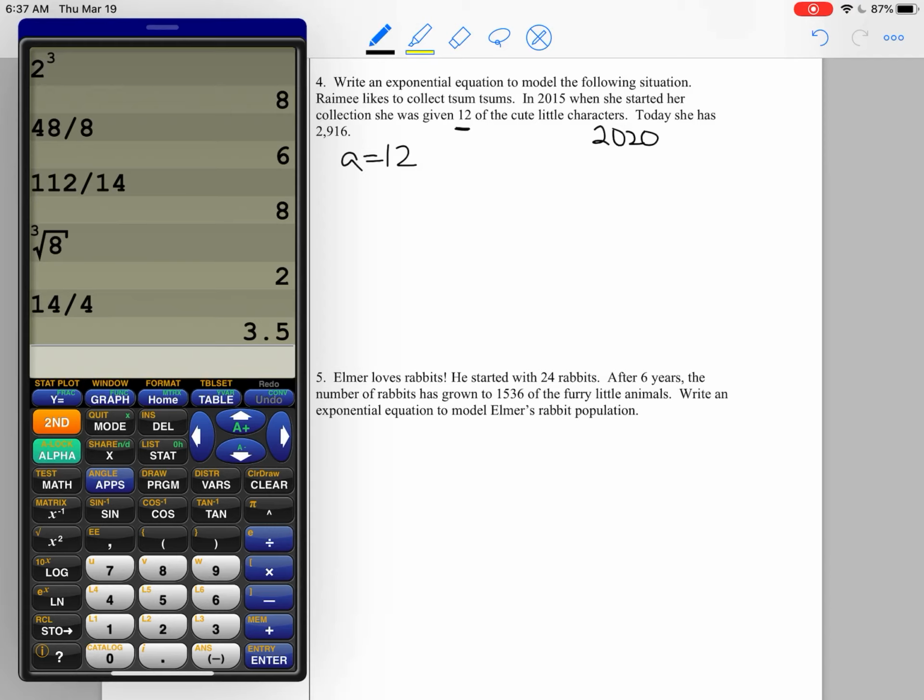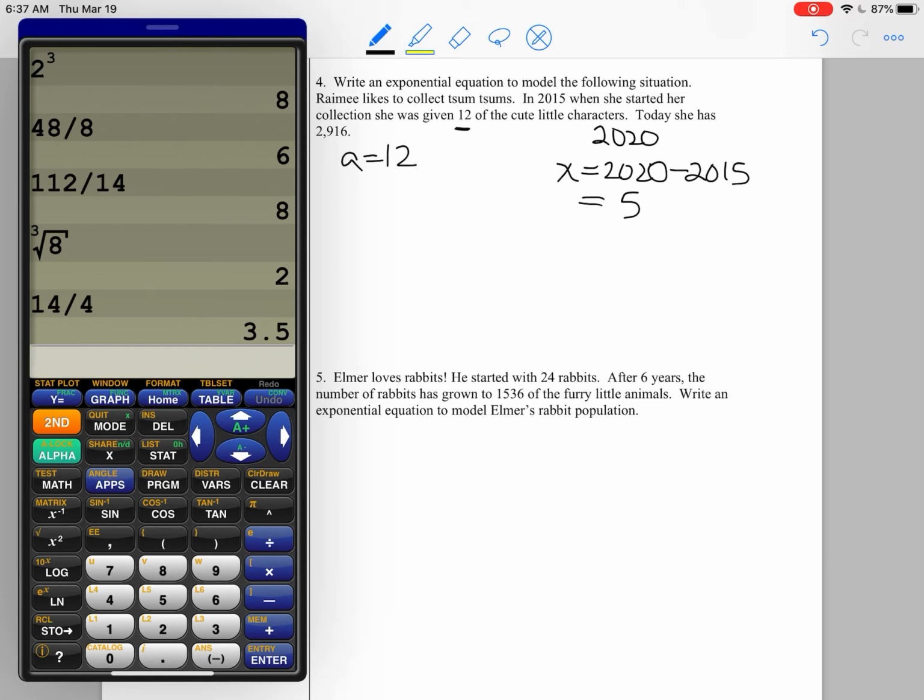So we can write an equation for this. How many years has passed? So you're going to take the 2020. So n is going to equal the x. X equals 2020 minus 2015 gives me 5. So the only thing we have left to find is our b value.